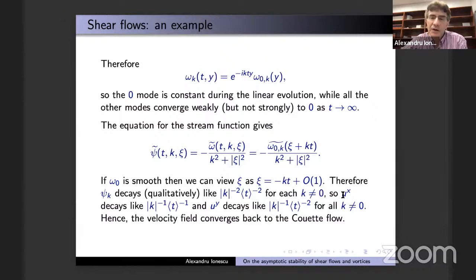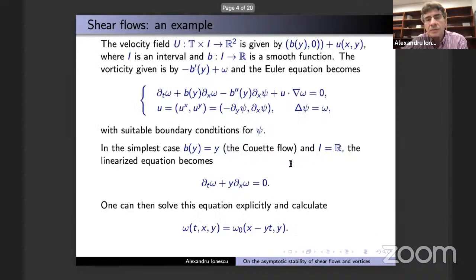Now we have to take derivatives to get the velocity. So u x will decay like one over k times one over t, and u y will decay like one over k times one over t squared. The main observation is that we do have decay at the level of the stream function and at the level of the velocity. This is good because, of course, the vorticity itself cannot decay, but in order to think that we are going to reach some kind of final state and try to prove some asymptotic stability, we need the nonlinear part to decay. The nonlinear part is transported by a vector field that, at least at the linear level, decays.